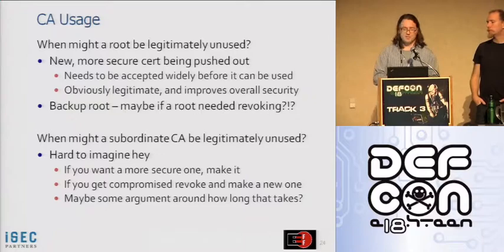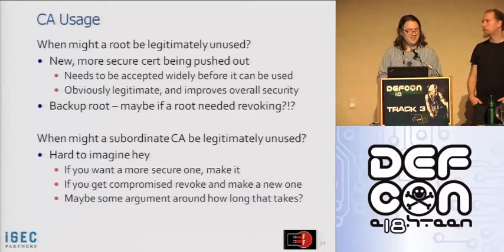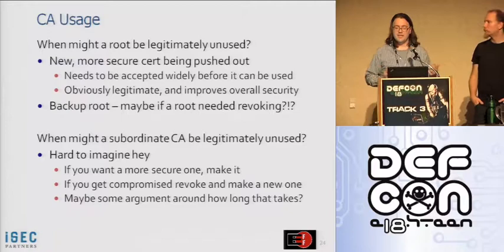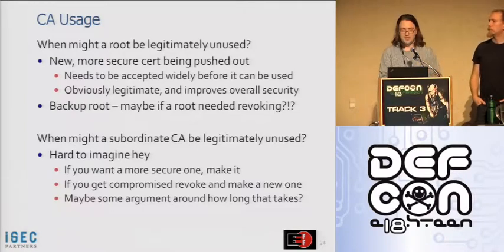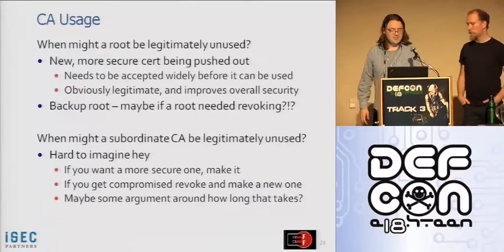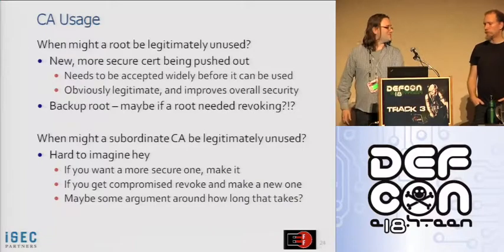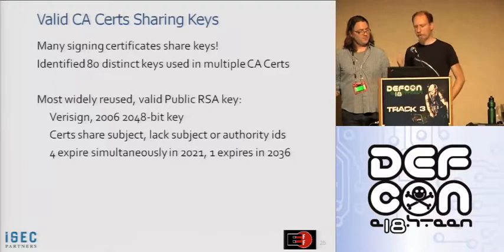Where it gets a little less legitimate is when you're thinking about subordinate CAs. I'm not sure why these would be unused. It seems like if you've got subordinate CAs, those are pretty easy to get reissued, as evidenced by the hundreds of them that have been issued. It seems like backup planning, revocation should be an easier story for those. So if anyone has any good arguments for that, I'd love to hear it in questions. So do you want to?